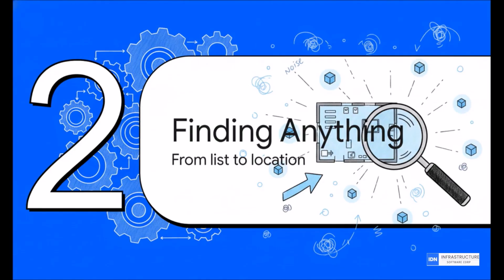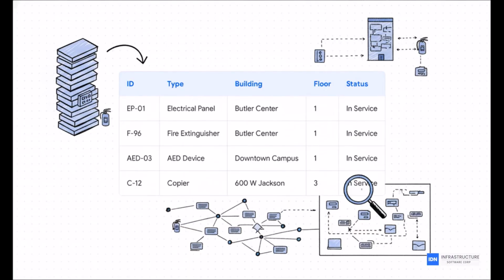Okay, so all of our data is in the system. That's great. But the real magic is how quickly you can find what you need. Let's look at how you go from this huge list of assets to the precise location of one, just like that. So this is what you're often up against, right? A giant list of equipment. You've got electrical panels, fire extinguishers, AEDs, copiers, all scattered across different buildings and floors. Even when it's organized like this, trying to find one specific thing by just scrolling is, well, it's a pain.